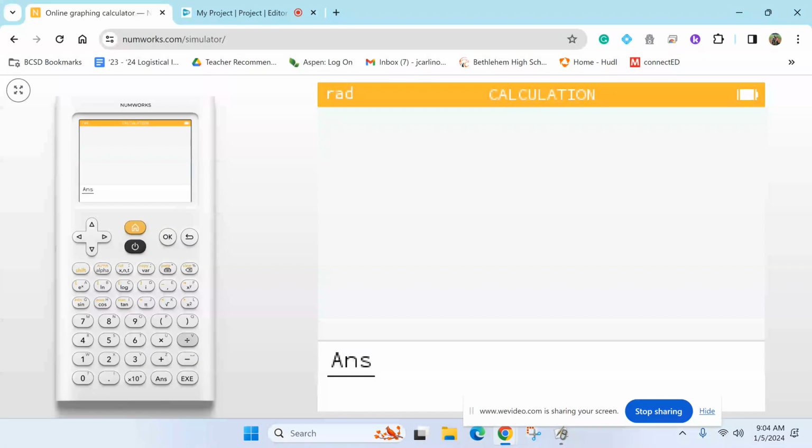You hit division. I have to hit it twice, but you hit division. All right, you ready? Negative, parenthesis, just like we wrote down, 2.